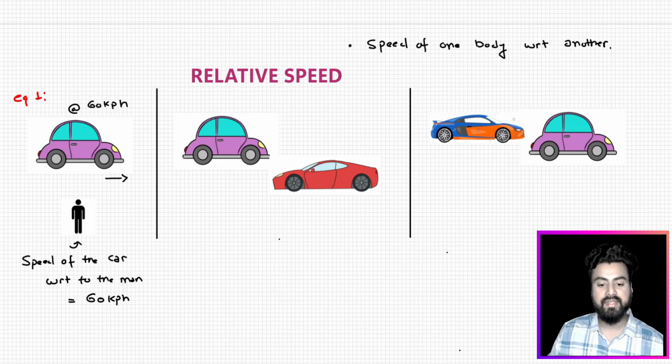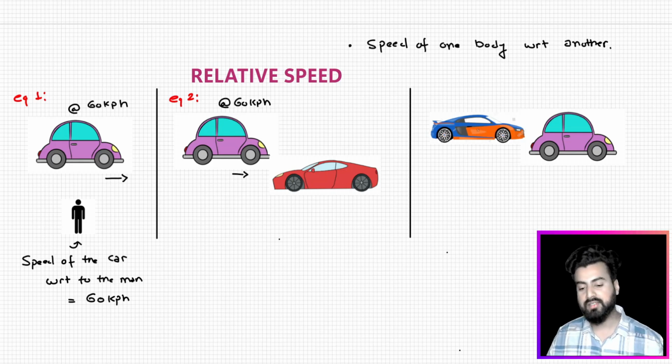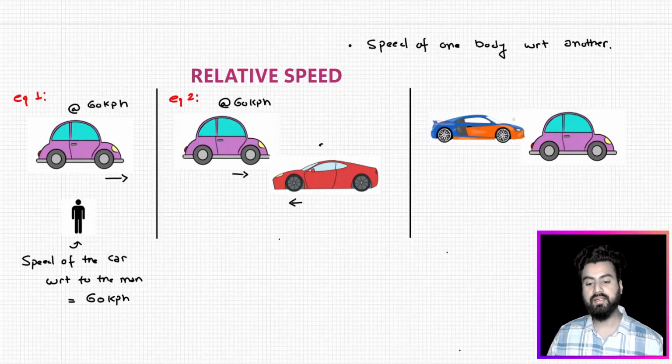Let us look at the second example now. In the second example, we have the same car which is moving at the same speed, 60 kilometer per hour. But there's a change here. The change is there's another car which is coming from opposite direction. Let's say the speed of second car is 80 kilometer per hour.